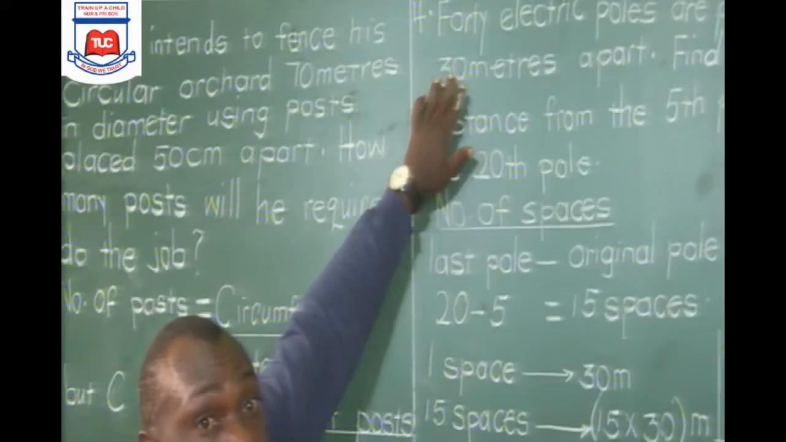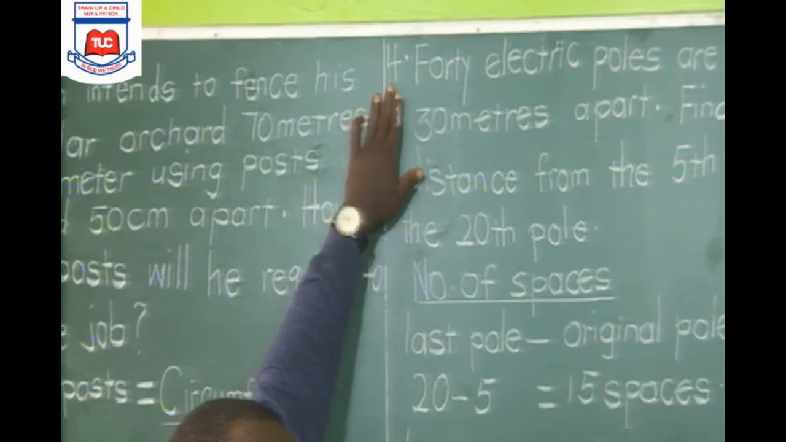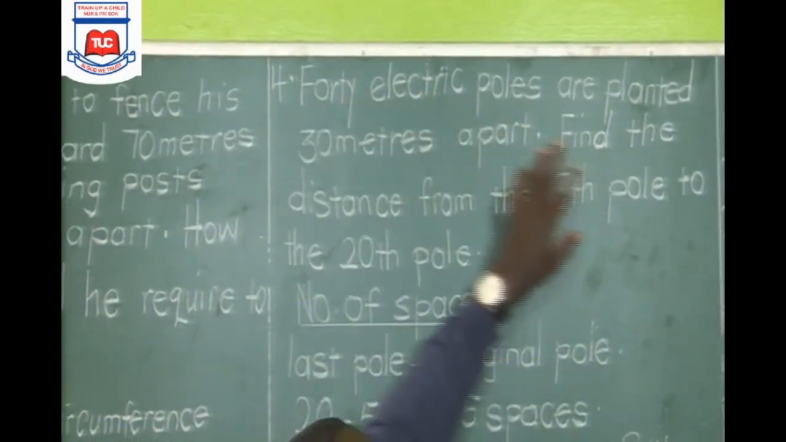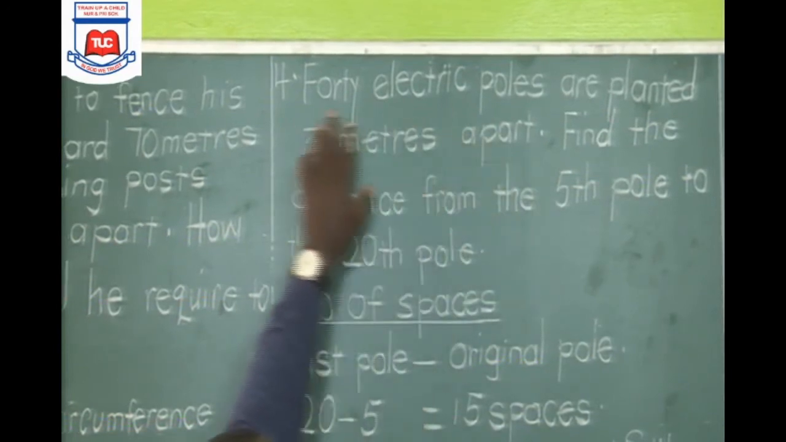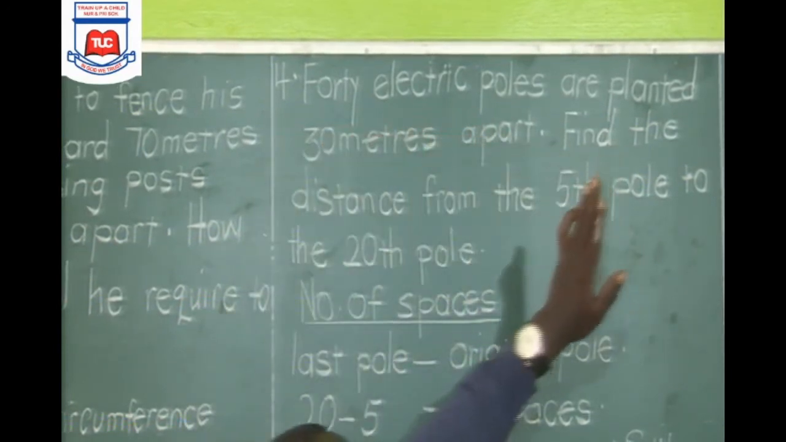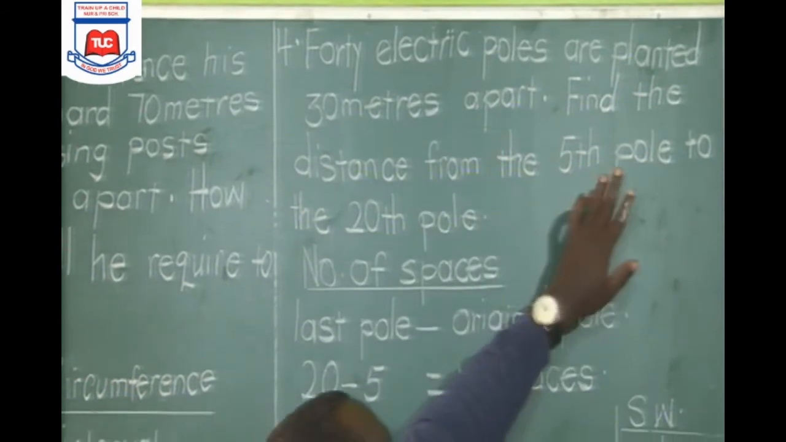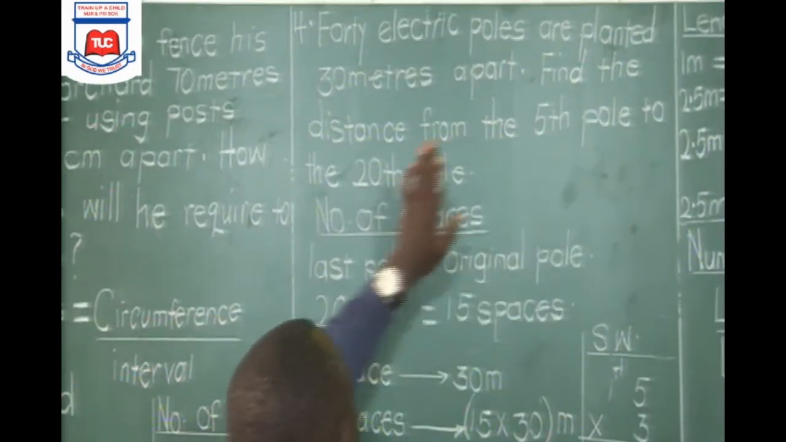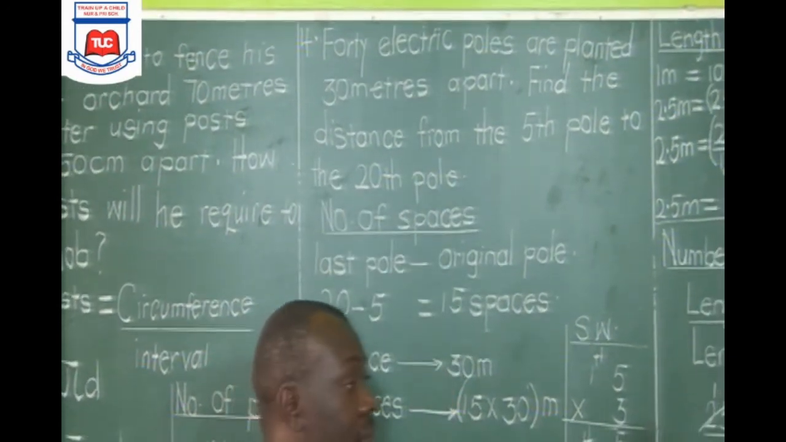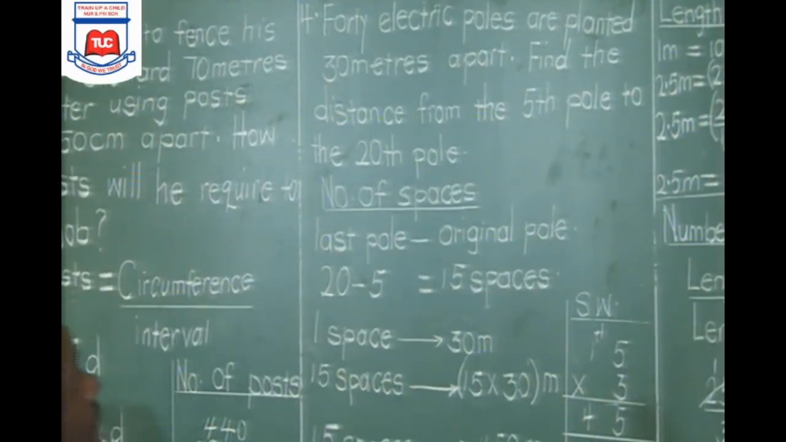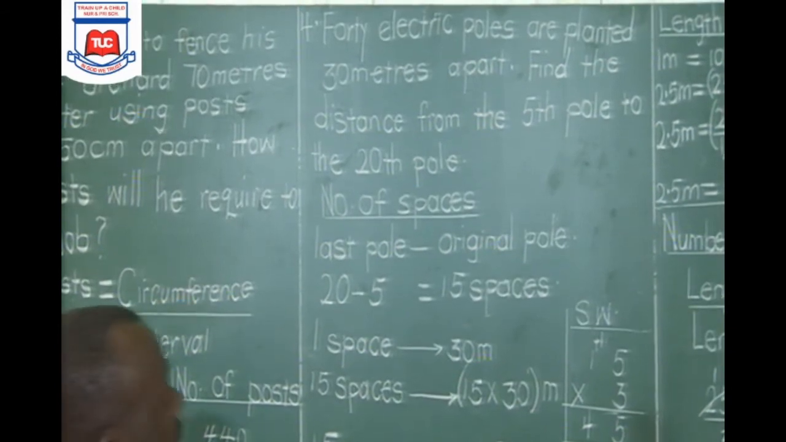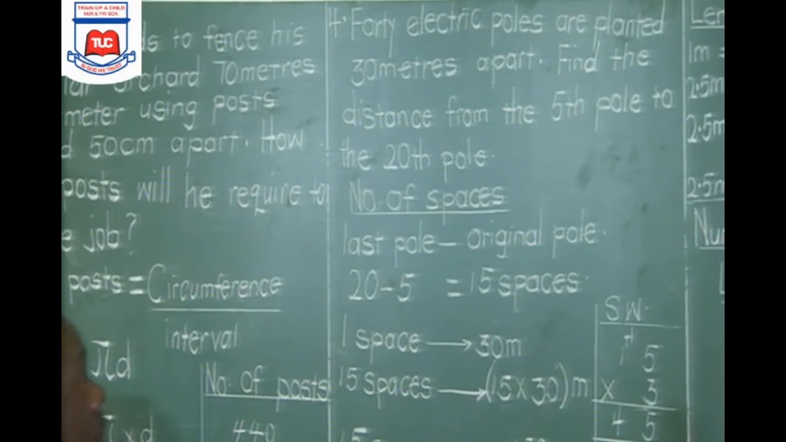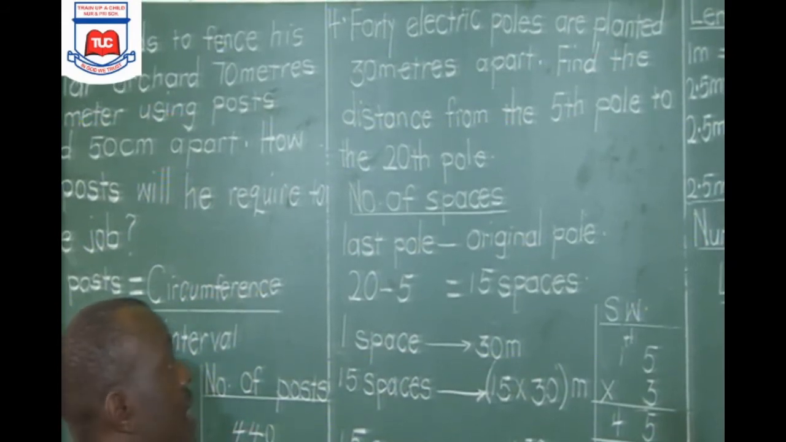Then we shall go to example number 4 today. 40 electric poles are planted 30 meters apart. Find the distance from the 5th pole to the 20th pole. Now, they are spaced 30 meters apart. In that way, we must know how many 30 meter spaces do you have.